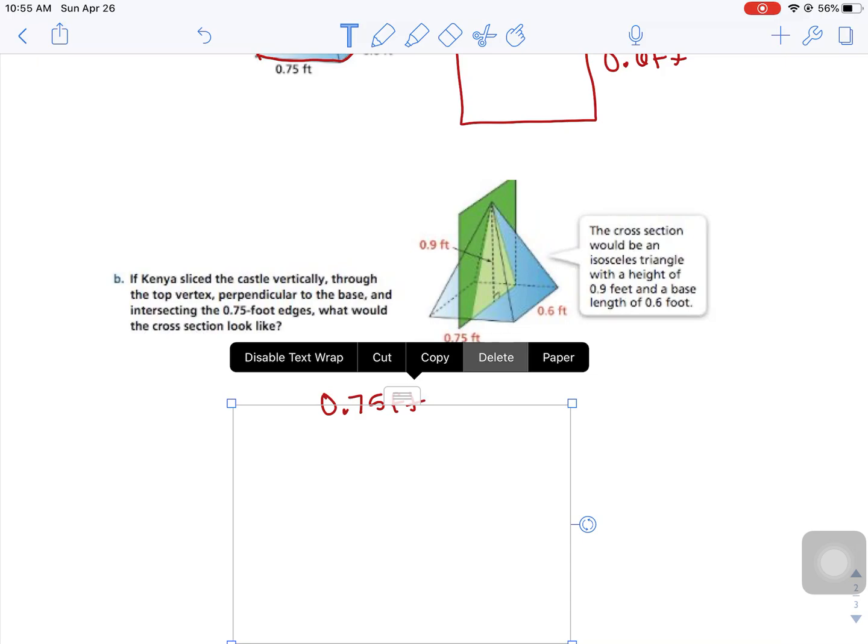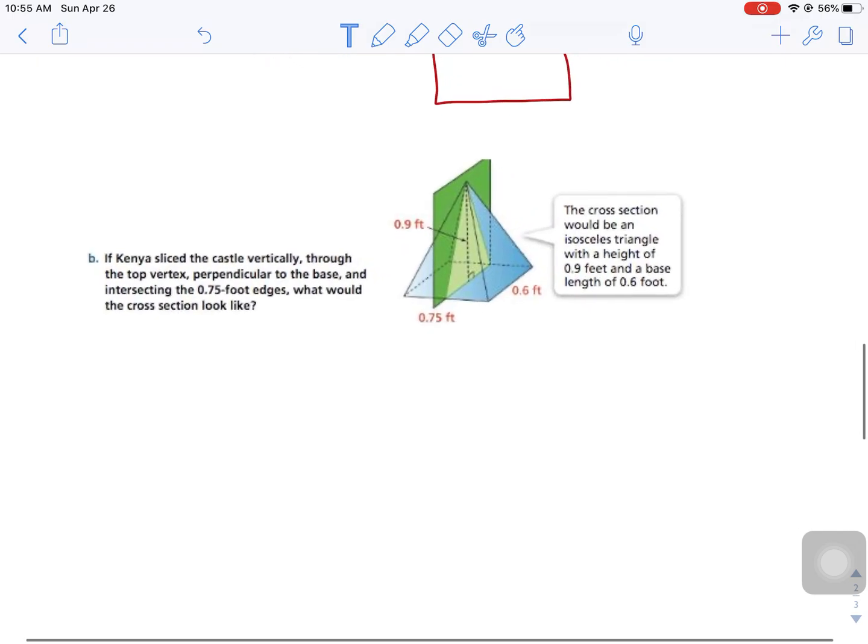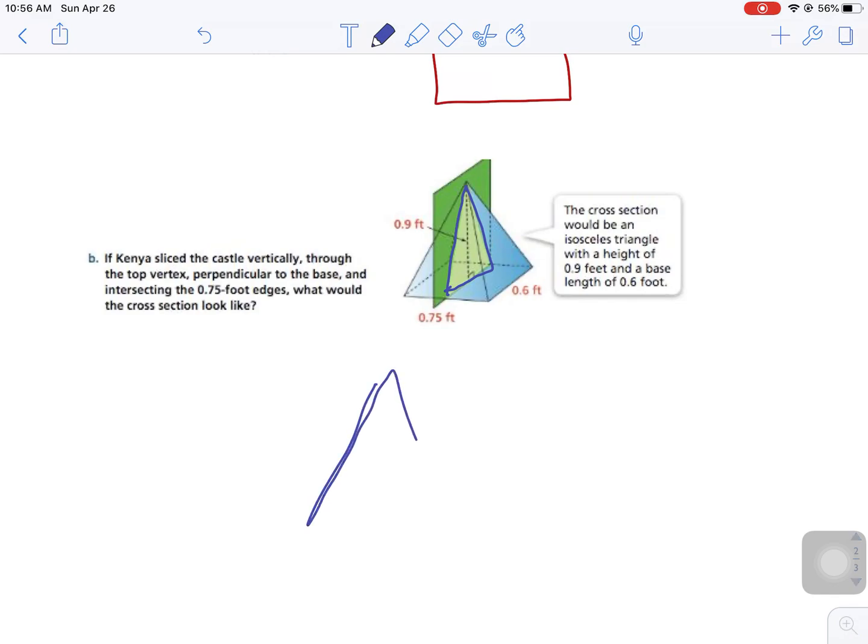So the cross section would be an isosceles triangle. So you guys can see here, our cross section would be parallel to that side face, so we would have an isosceles triangle. Our height would be that 0.9 feet, and our base would be 0.6 feet.